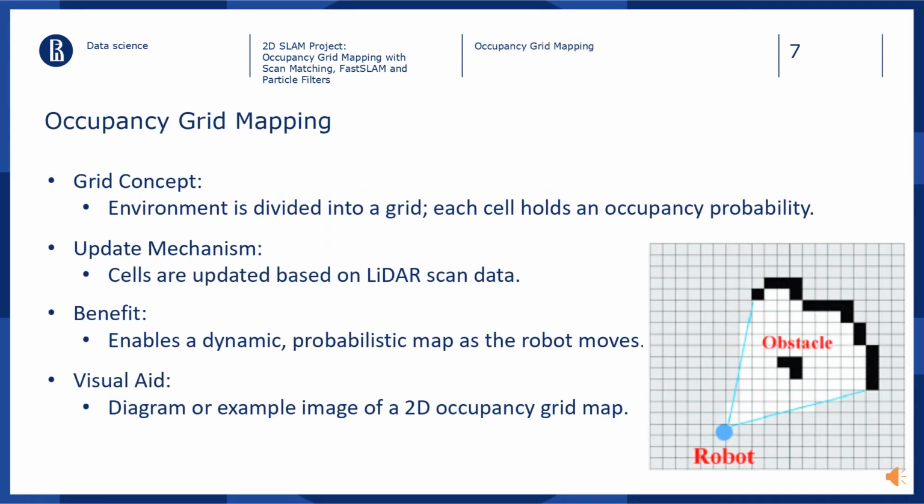As represented in the image, in occupancy grid mapping, we divide the environment into a grid where each cell holds a probability of occupancy. The cells are updated based on the LiDAR data collected by the robot. This dynamic probabilistic map approach allows for continuous adjustment in the robot movement.